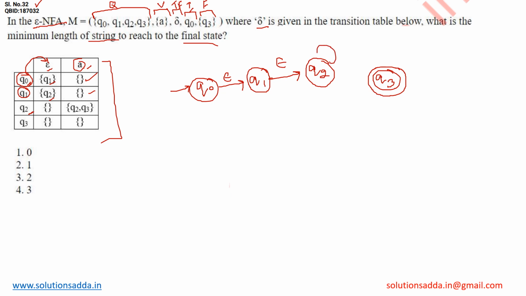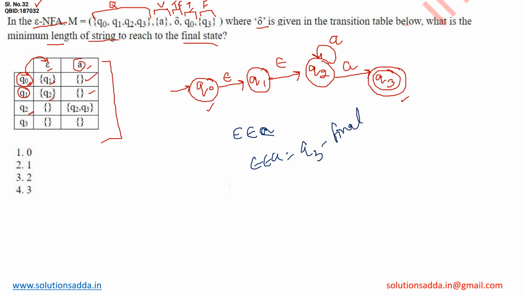So on Q2, if I apply a, I get the same state, that is Q2. If I apply a on Q2, I also get the Q3 state, and in the question it is mentioned that Q3 is the final state. So they are asking what the minimum length of string is. According to this diagram, what is the minimum length to reach from this state to this state? Here we can directly see that if we apply epsilon and then a, we will reach the final state, that is Q3. Q3 is the final state here.